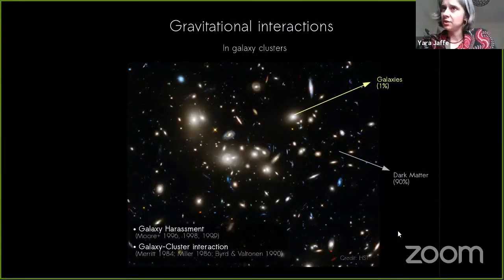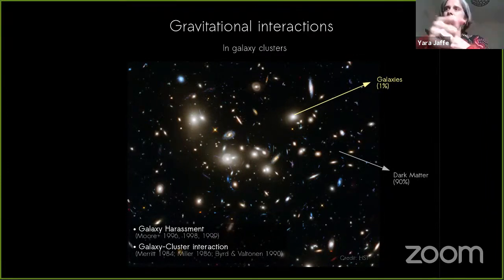Other kinds of gravitational interactions can happen, for example, in big, massive galaxy clusters that can have thousands of galaxies. These are very massive systems, mostly dominated by dark matter. Okay, so galaxies only compose 1% of the mass of a cluster. And in these systems, the gravitational potential is so big that galaxies go very fast. And they go so fast that they're very not likely to merge.